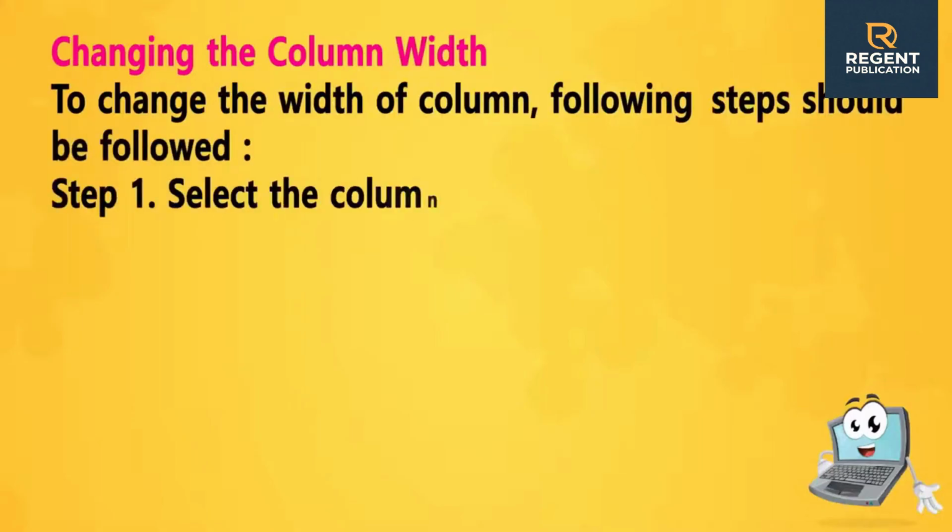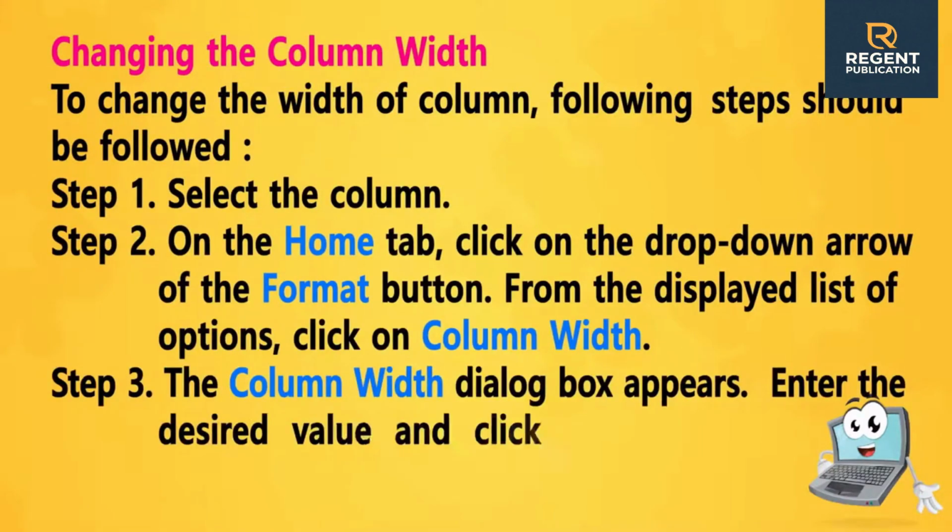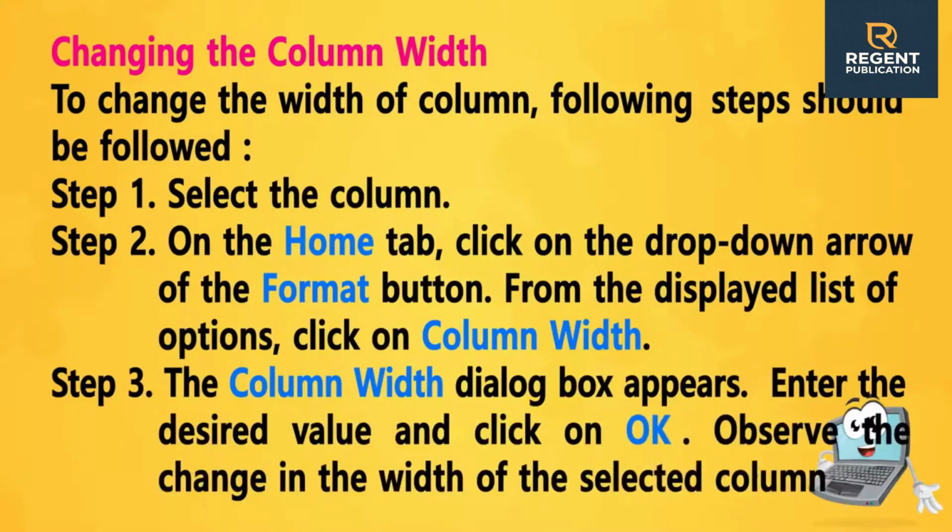Changing the column width. To change the width of a column, the following steps should be followed. Step 1. Select the column. Step 2. On the Home tab, click on the drop-down arrow of the Format button. From the displayed list of options, click on Column Width. Step 3. The Column Width dialog box appears. Enter the desired value and click on OK. Observe the change in the width of the selected column.